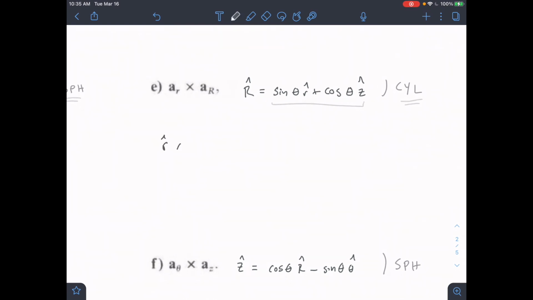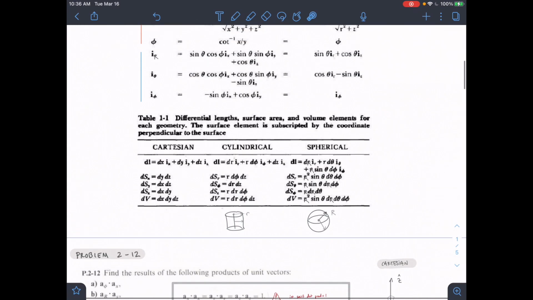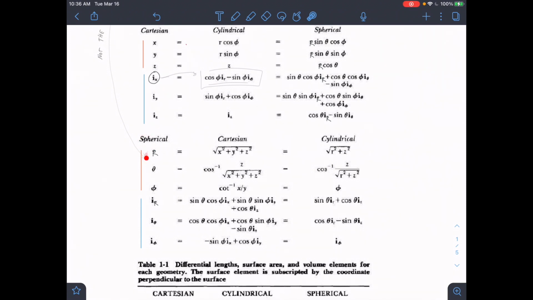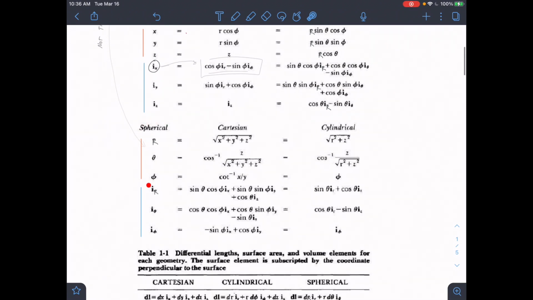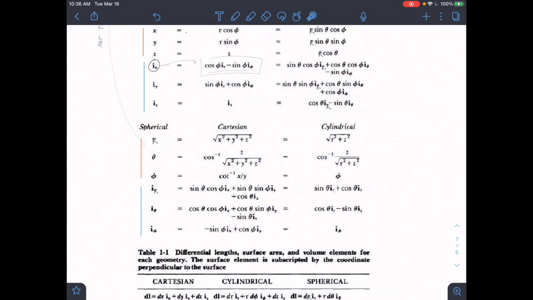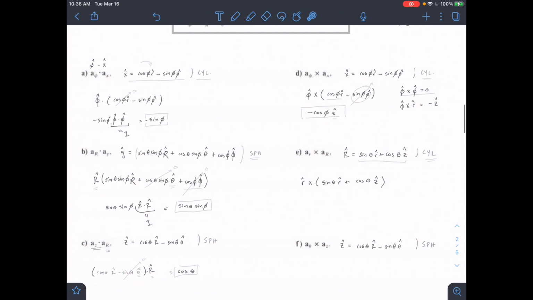Okay, so r hat cross r hat, so r hat cross sine of theta r hat plus cosine of theta z hat. And then we got this from up here. So we started with spherical and we wanted cylindrical, so we'll go up to our chart. Starting with spherical, we had r, and we want the unit vector. This is the unit vector, these are the magnitudes. So we wanted the unit vector in cylindrical. We took r in spherical and got the equivalent unit vector in cylindrical: sine of theta, cosine of theta. Okay, so just pointing out where that came from.